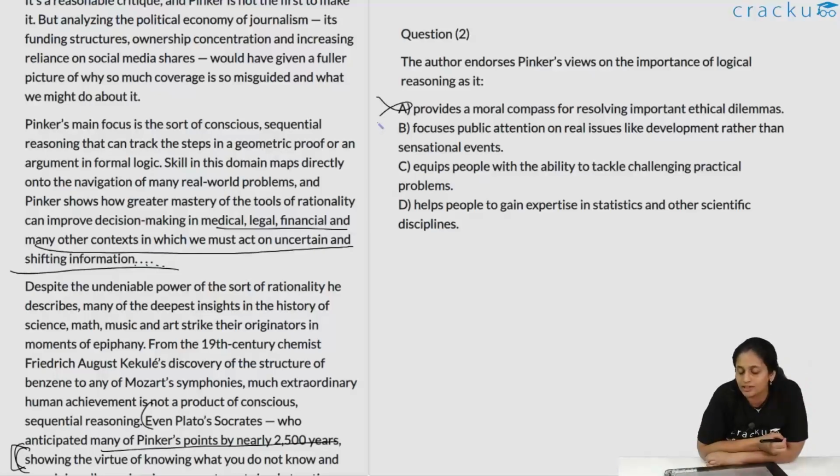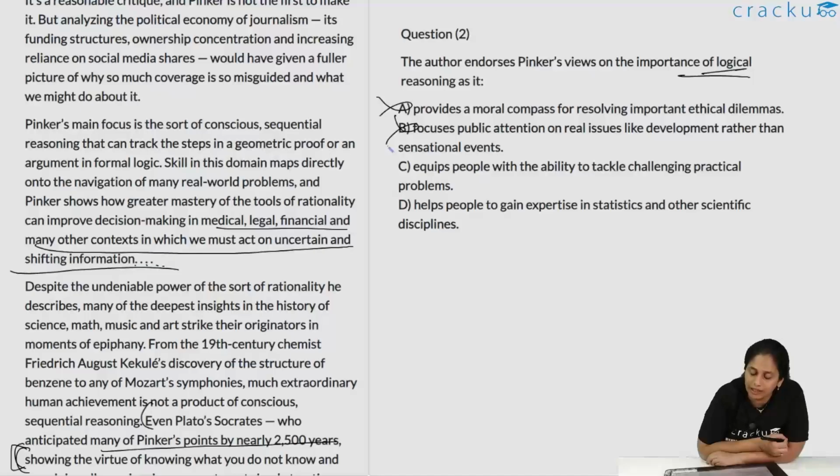Focuses public attention on real issues like development rather than sensational events. But here this is not logical reasoning. He is endorsing Pinker's view, but not on logical reasoning. The importance of logical reasoning is not that. Pinker's view is this, that you should focus on real issues like development and not sensational events, but this is not about the importance of logical reasoning. So B also can be eliminated.